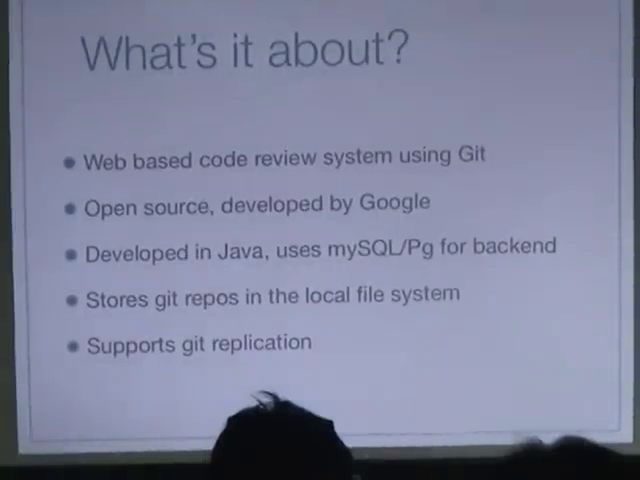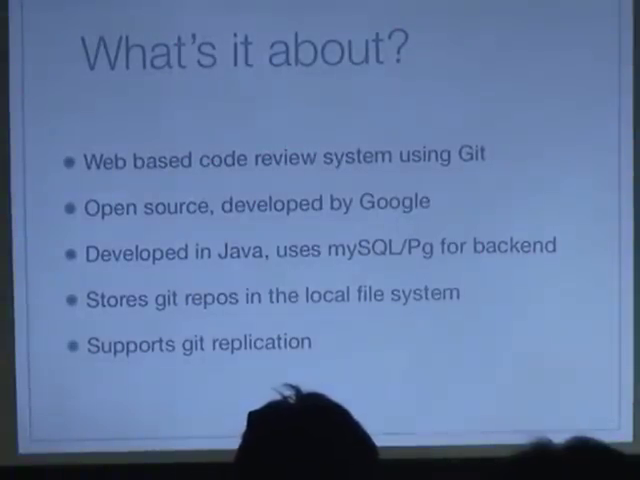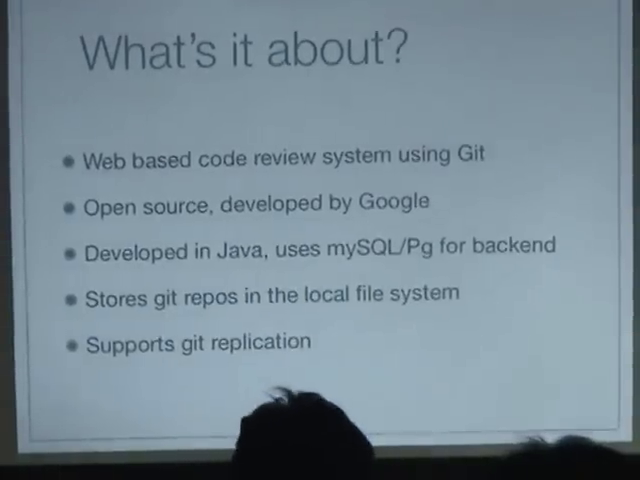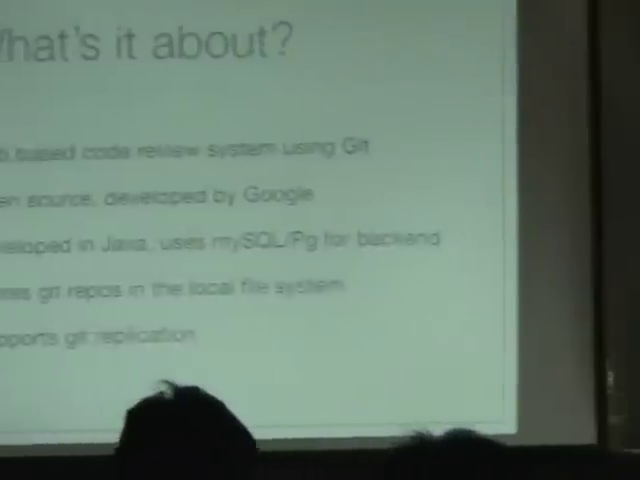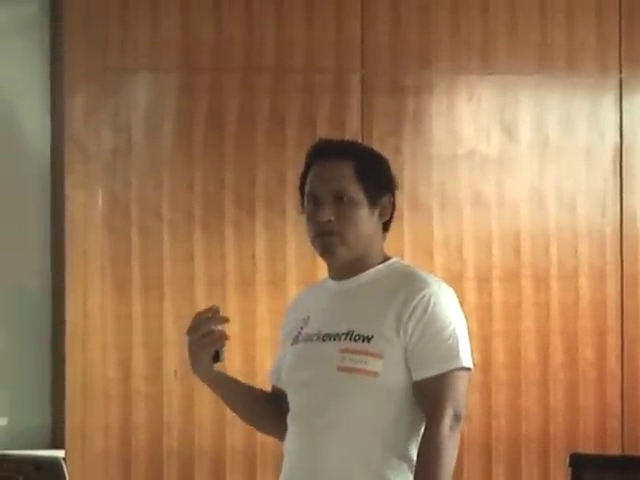So what is Gerrit about? Gerrit is a web-based code review system using Git. It's open source, so it's free. It's freely downloadable, you can get it now. It was developed by Google and is based on Java, and uses MySQL or PostgreSQL.